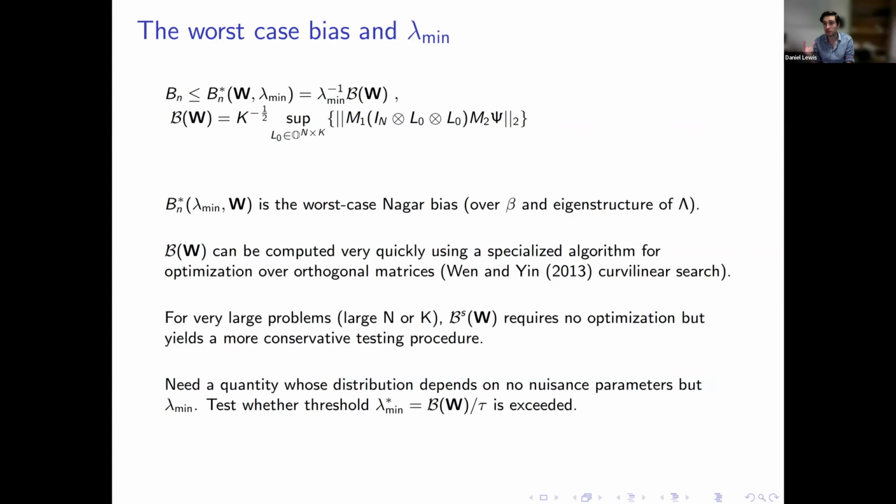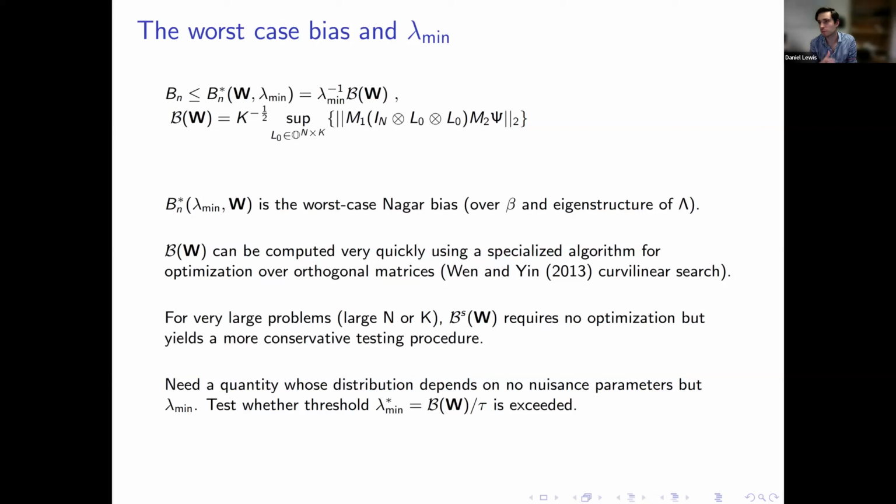Thankfully, we're not the first people to study optimization over the space of orthogonal matrices. So there are some exceedingly well-optimized algorithms available from the statistics and computer science literature to do exactly this. So for standardized problems, this is done in a tiny fraction of a second. So you can view this as essentially being an instantaneous calculation for these bounds.